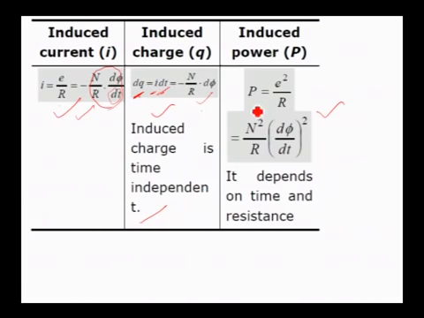But if you find out the induced power, power is E square by R, and square this expression of induced EMF, you get one more equation like N square by R into (dΦ/dt) whole square. But here we have a time factor, we have a resistance also. That proves the power induced here, it depends on the time and it also depends on resistance.